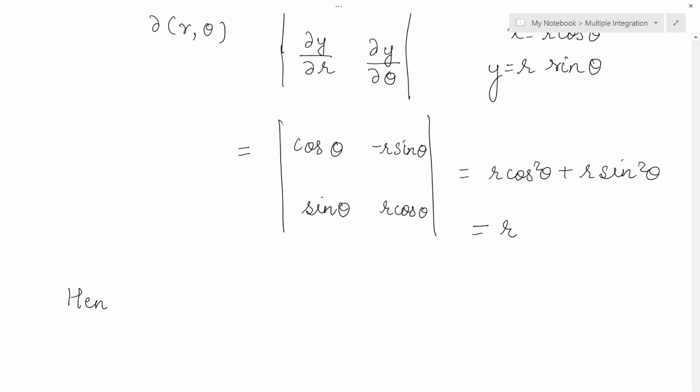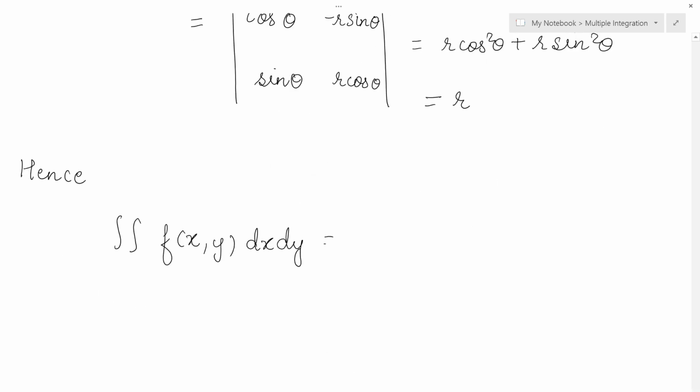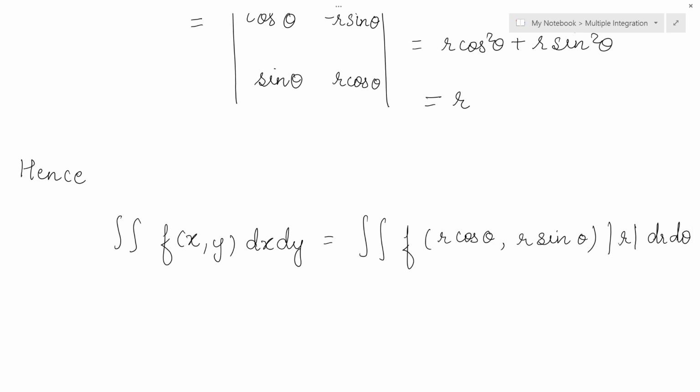Right? So my double integration of f(x, y) dx dy can be written as double integration of f(r cos theta, r sin theta) r dr d theta. So this will be my polar form.